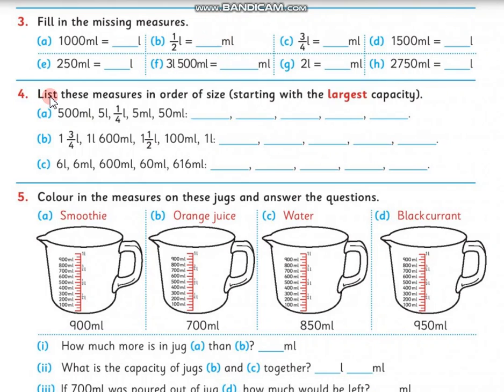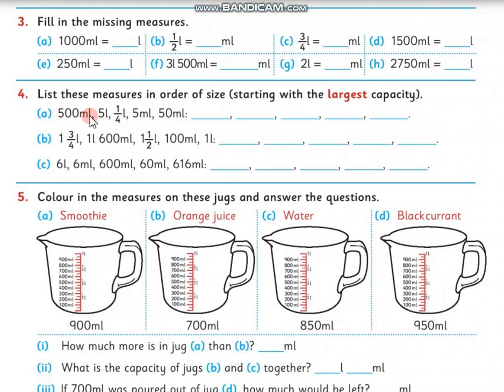Okay, so number 4, list these measures in order of size, starting with the largest. So let's look at A together. So 500 milliliters, 5 liters, quarter of a liter, 5 milliliters, and 50 milliliters. Now, I think just to think about them all in the same measurement, so we're not talking about apples and oranges, let's just call them out in milliliters.